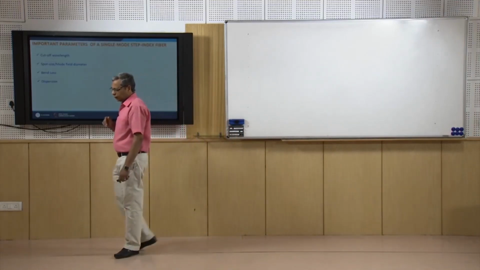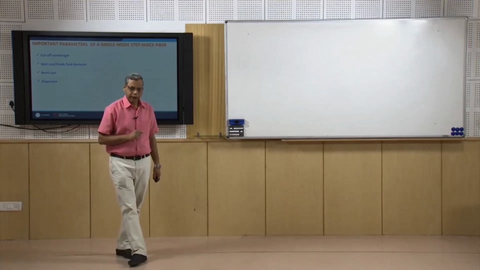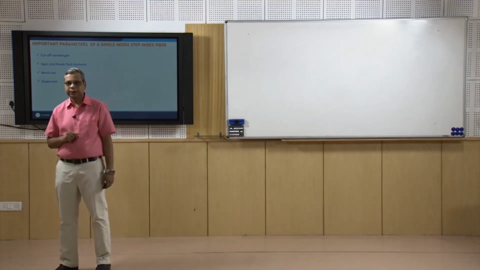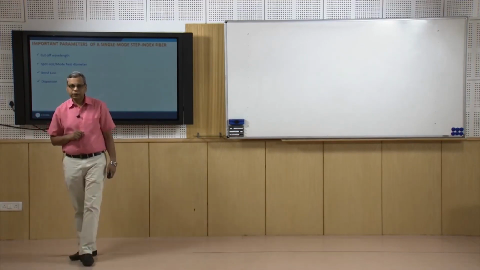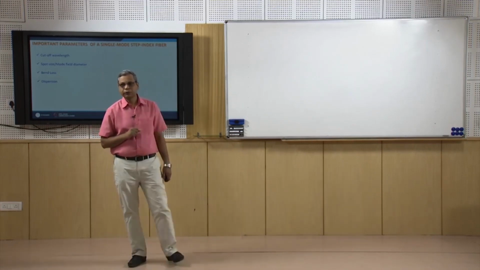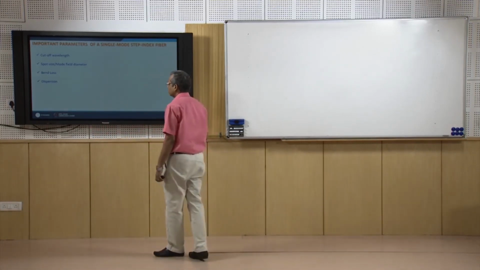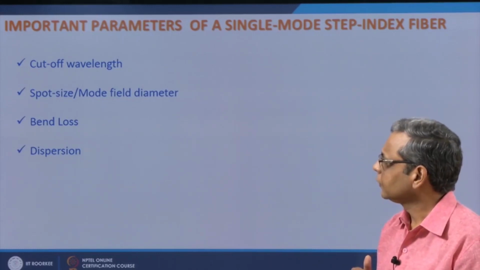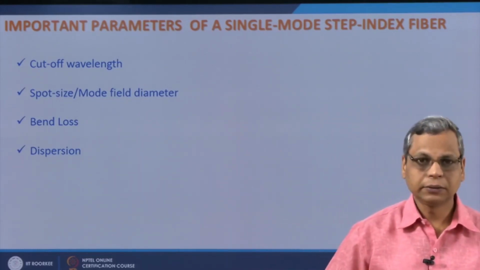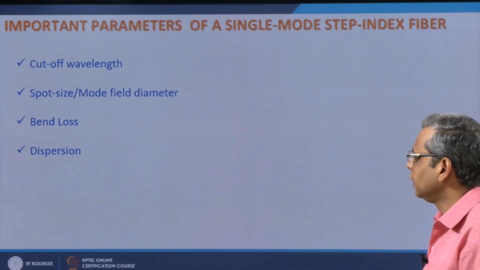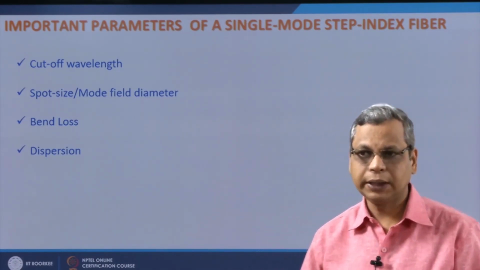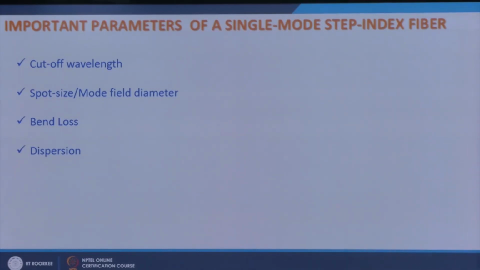Now, after this I would like to focus on single mode fiber, because single mode fiber is the fiber which is used in long haul telecommunication systems, and I would like to first look at some very important parameters of a single mode fiber. What are these parameters? One is cutoff wavelength. What is the cutoff wavelength of the fiber? What is the spot size or mode field diameter or effective area of the fiber? What is bend loss? And what are the dispersion properties of this fiber? So, we would look into these in subsequent lectures as we go along.